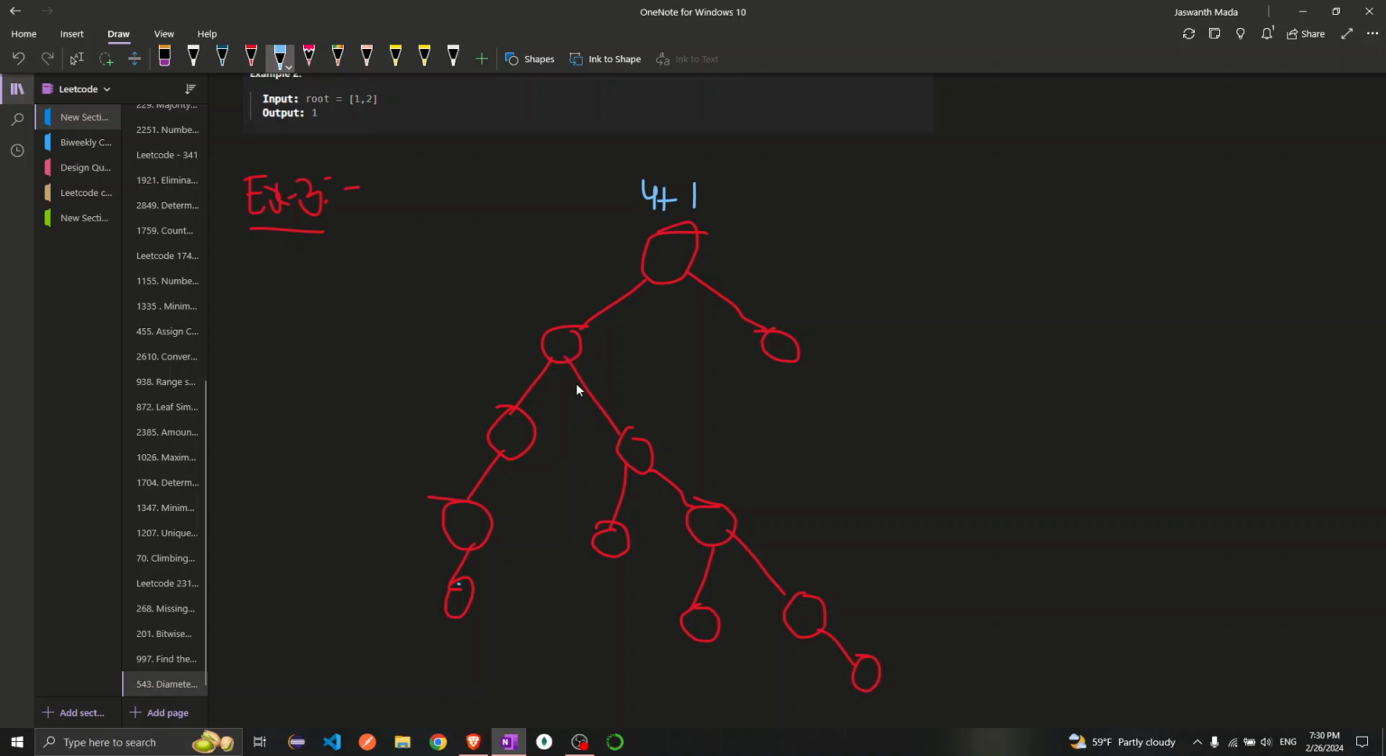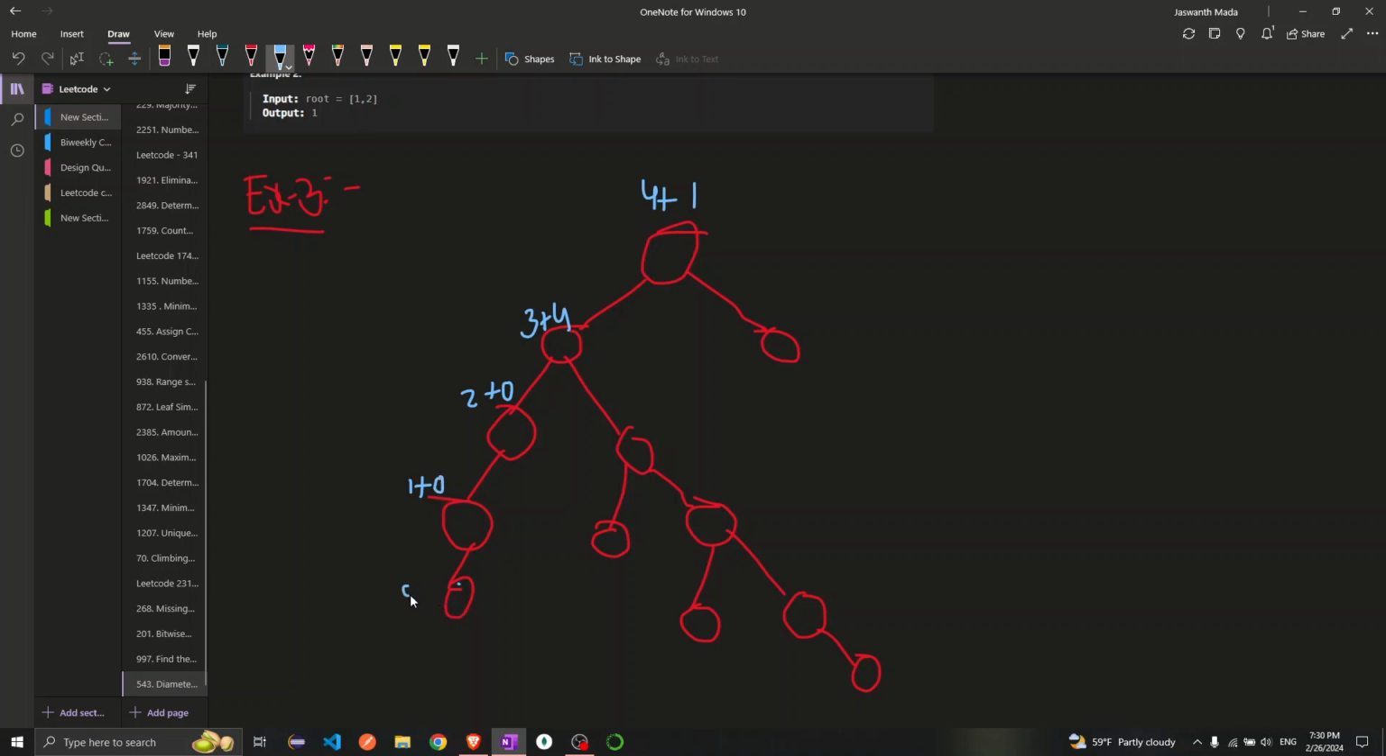You can also have this 1, 2, 3, but you have something like 1, 2, 3, 4, right? So 4 plus, oh sorry, 4 is on the right, right? On the left I have 3, on the right I have 4. So this is 7. For this node, the left height is 2, and the right height is 0, right? For this node, the left height is 1 and the right height is 0.